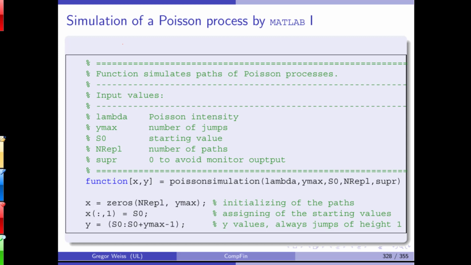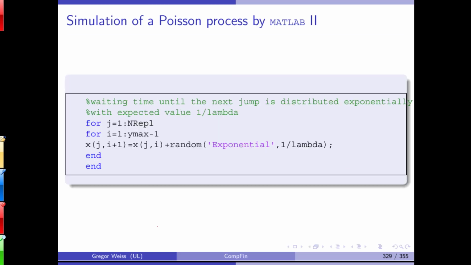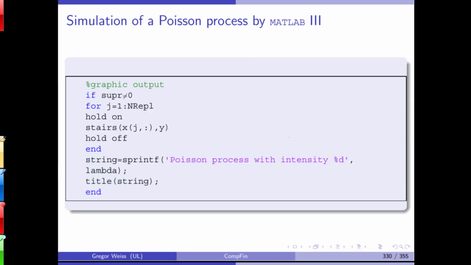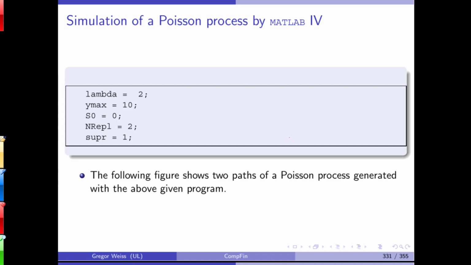So this is a very elaborate function to simulate a path of a Poisson process. We have lambda, y max, starting value, the number of paths, and we want to avoid the monitor output. It's a function, quite simple. As you can see, we'll have the jumps and we only need the different times. The waiting time until the next jump is distributed exponentially. So we'll have x, j, i plus 1, and here we'll take a random number from the exponential distribution with parameter 1 over lambda. And that's the simulation. We'll plot a number of processes, and let's immediately look at the output.